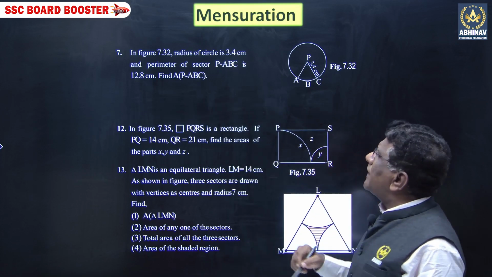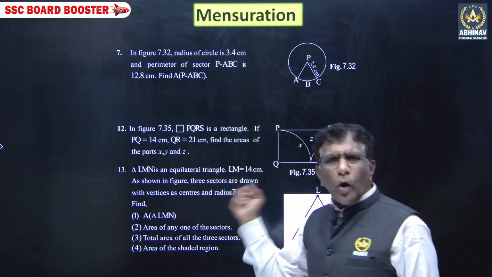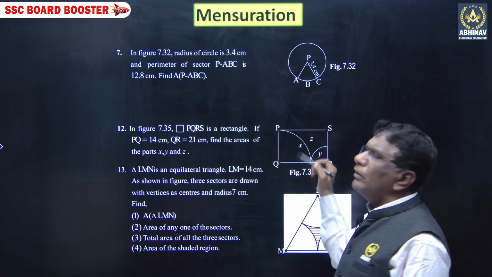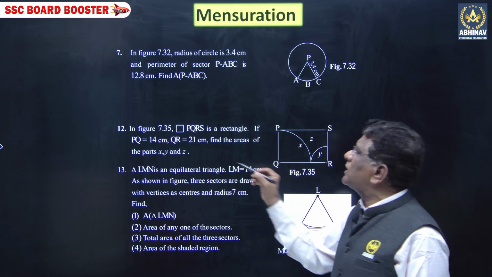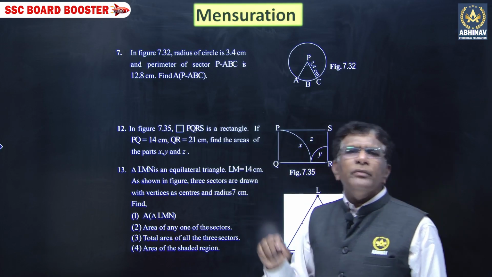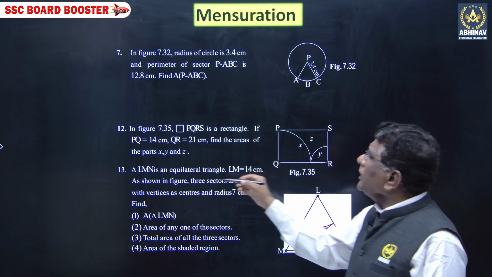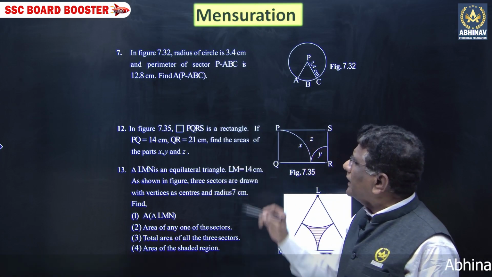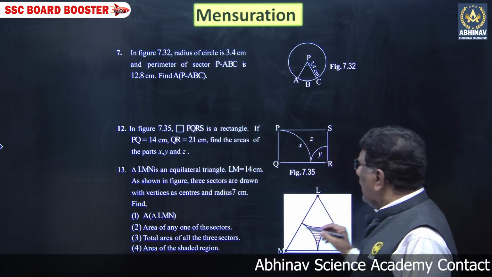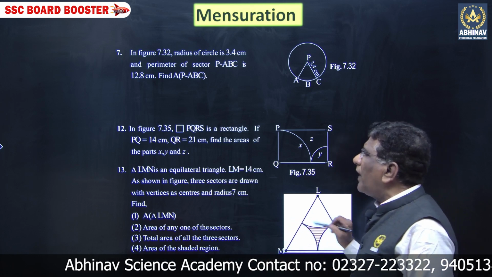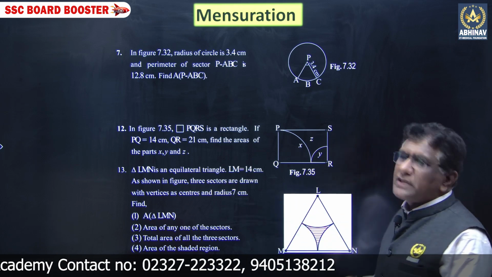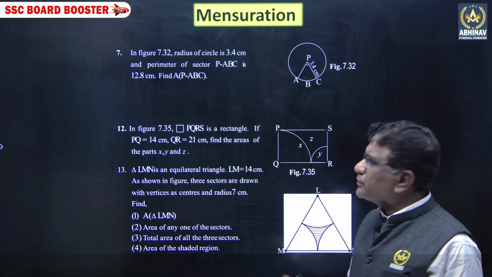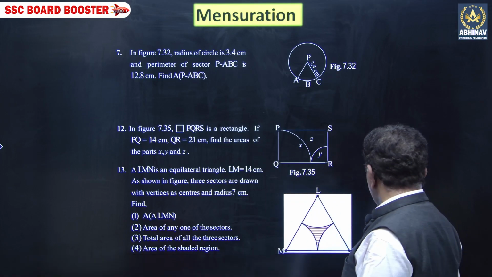Then this is one of the examples given in the textbook in the problem set, the 12th example, and using the areas of these parts, we have to find the x, y, z values also. Then coming to the next, last example, triangle LMN is an equilateral triangle, and in such examples we have to find the shaded region also. Such examples may appear in the board exam, so make a practice of these examples.